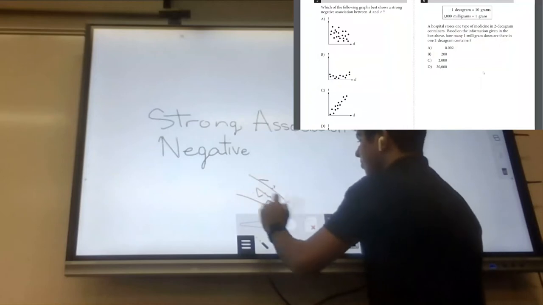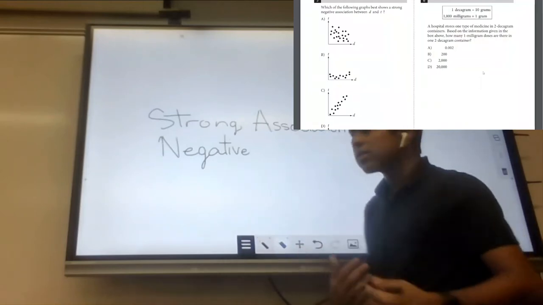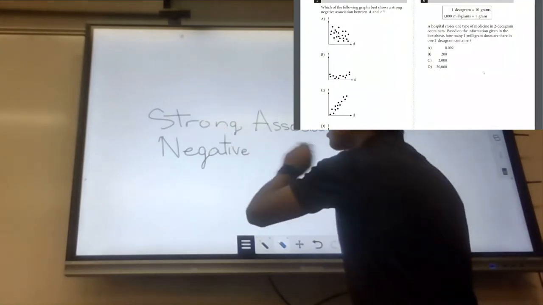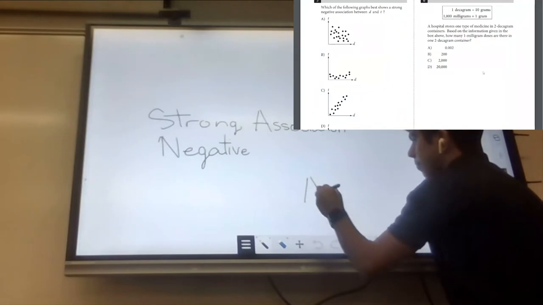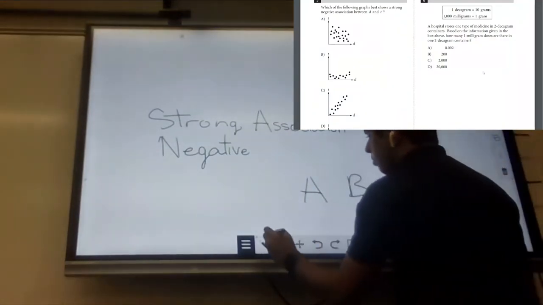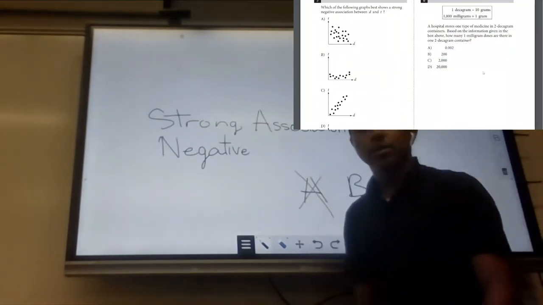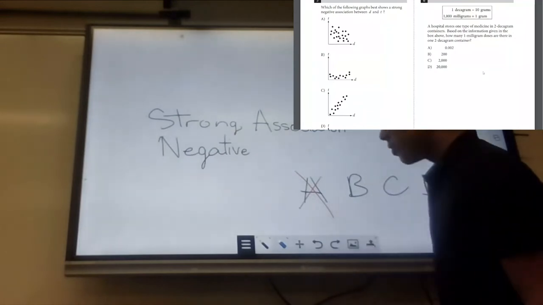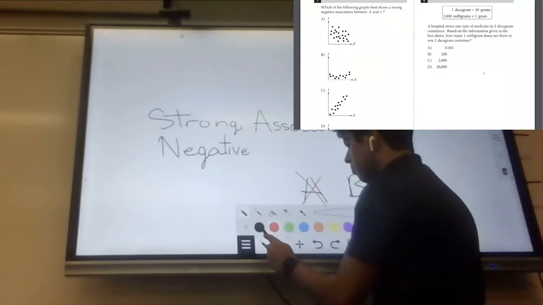So anyway, messy drawings aside, how can we understand which ones apply in there? We already ruled out A, so we know that A is not going to work in this situation. You just can't draw a line through it. All right, now B. B looks like this.